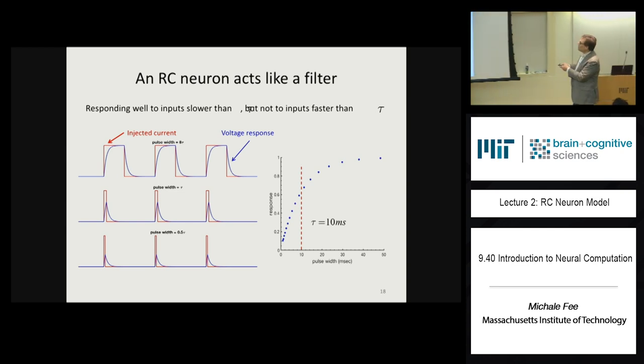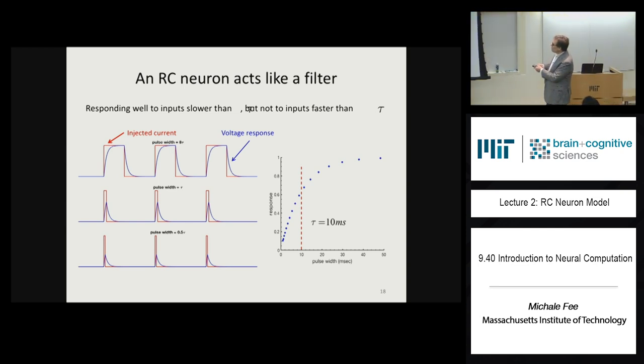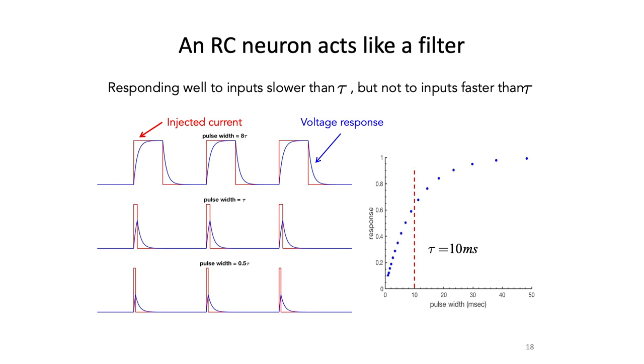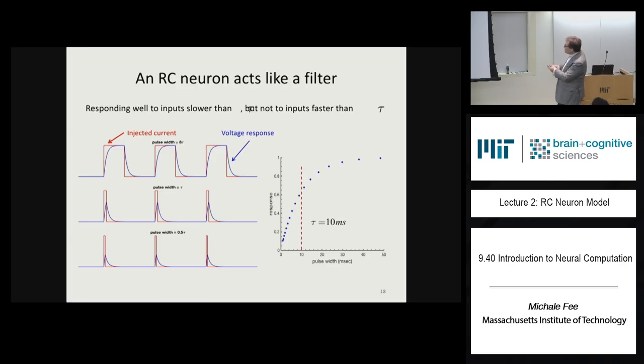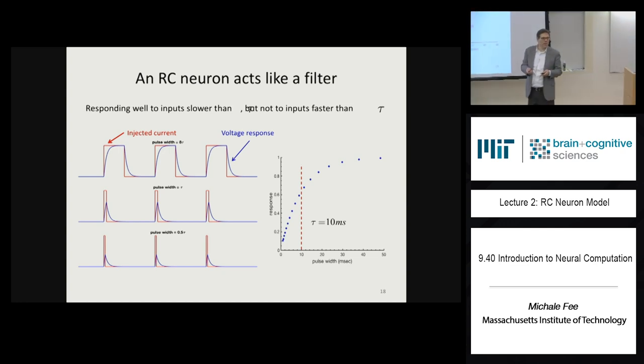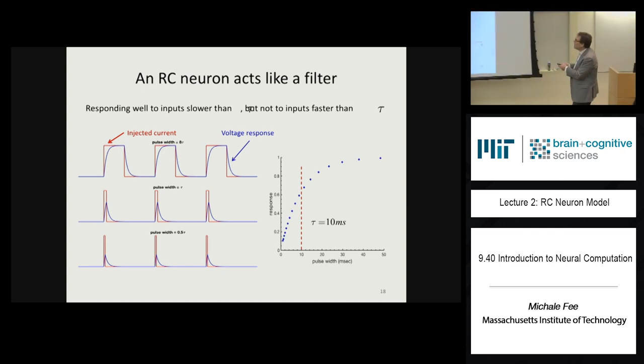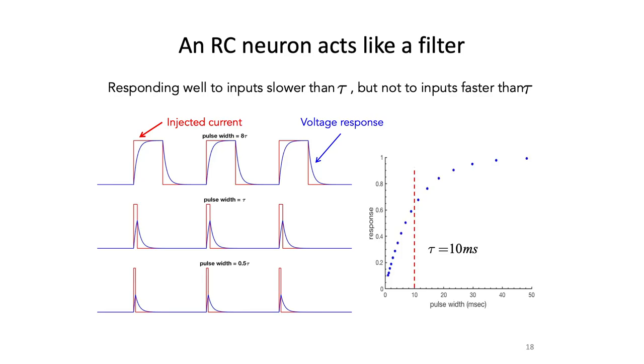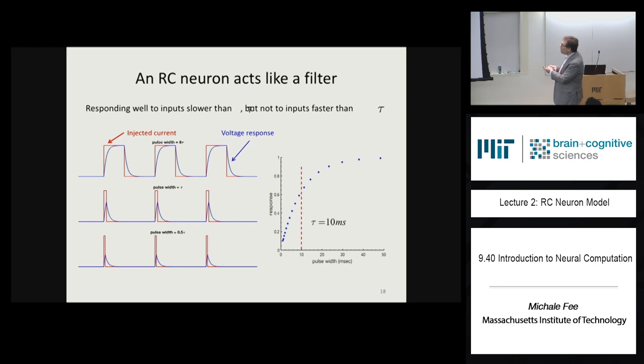So here's an example. Daniel put together this demonstration. In red is the injected current. So if you have long pulses of injected current, the time constant of this neuron is about 10 milliseconds. I think this is probably a 50 or 100 millisecond pulse? 80? Yeah. You can see that in blue is the voltage. It relaxes toward V infinity. And then the current goes off, it relaxes back. And you can see that the voltage is responding very well to the current injection.